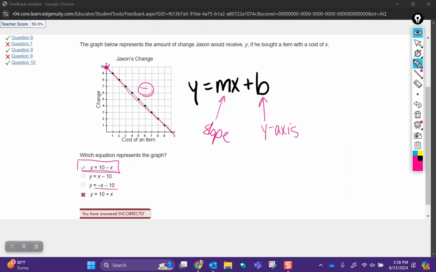The one that you selected has a positive slope, a plus sign in front of the x, which means that line would actually be going this direction from 10.